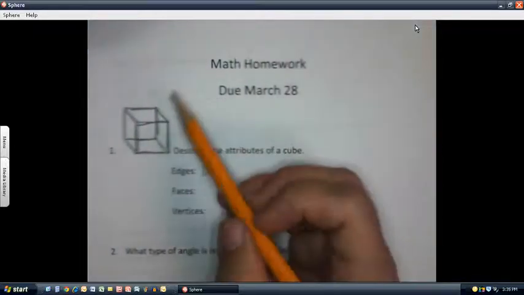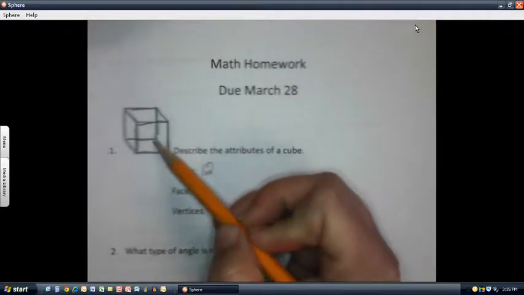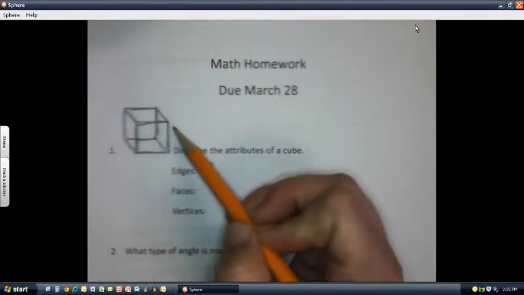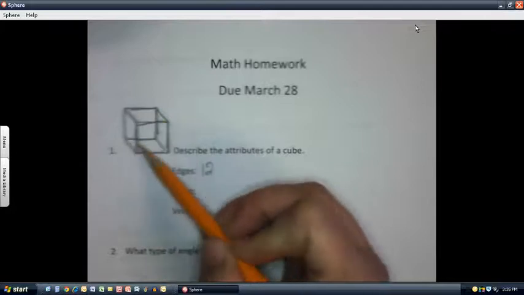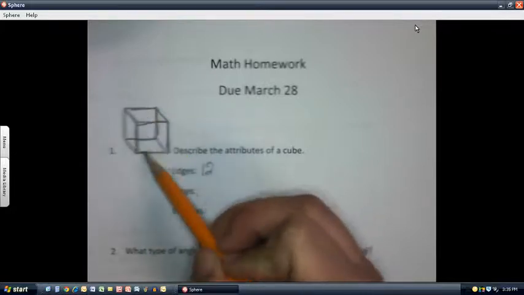For faces, I have this one in the front that's pointing to me, this one in the back, on the side, the back, and this other side, so that's 4. Top is 5, bottom is 6.